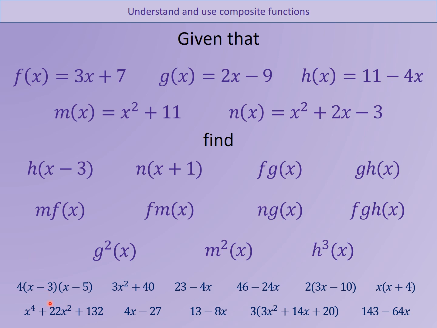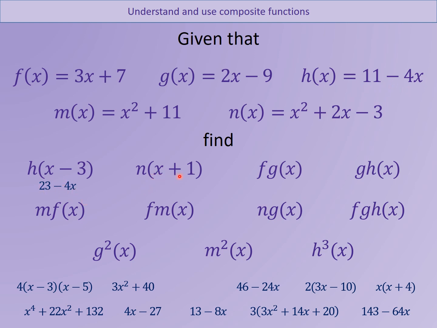Right, so let's see what you should have got. That first one, h of x minus 3, was just putting x minus 3 straight in where x is, because the h function does 4 lots of it and takes it away from 11. So well done if you got 23 minus 4x.